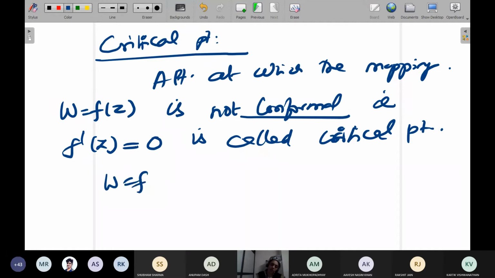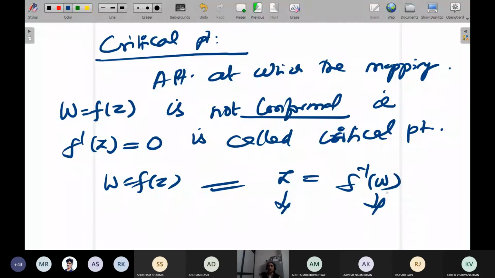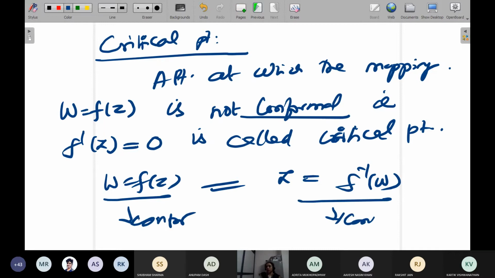Now listen, w = f(z) is a function. Similarly, what will be the inverse of this? z = f inverse of w. Suppose this is conformal, then the inverse transformation will also be conformal. That we have already seen, w = 1/z. We did the transformation, right? So the inverse transformation will also be conformal.